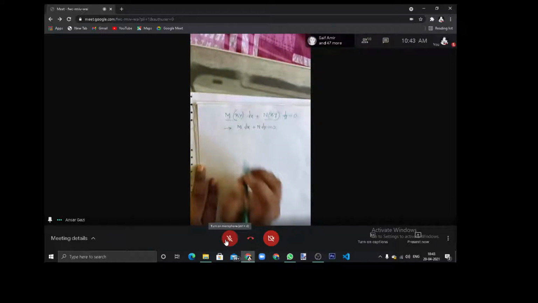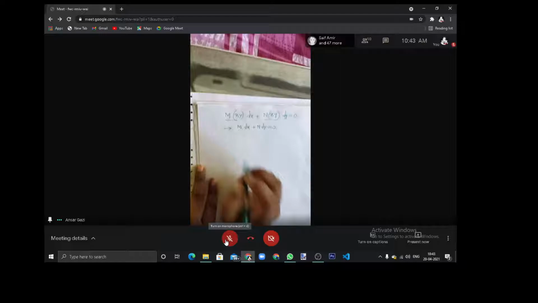So this differential equation is called exact if there exists an element u. It means that if this equation can be written as d of something equal to 0 or some constant, that is, if the integration is possible, then that differential equation is called exact.